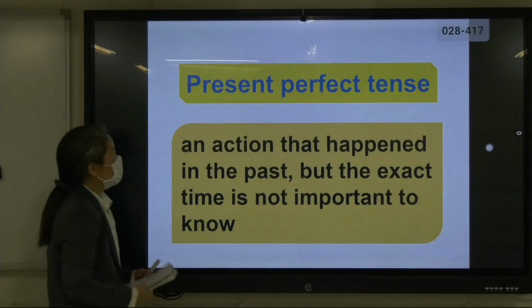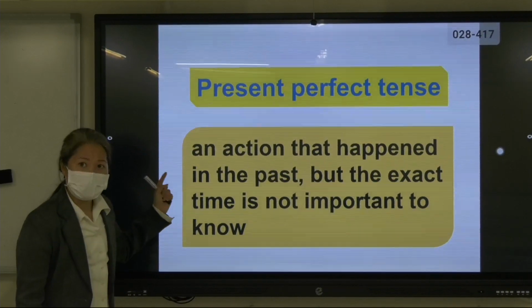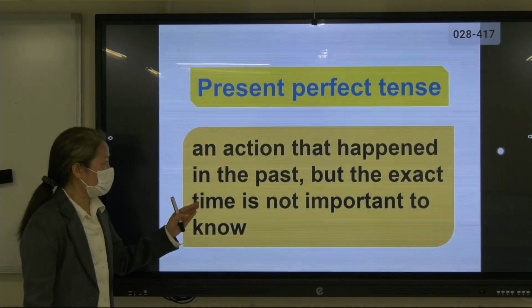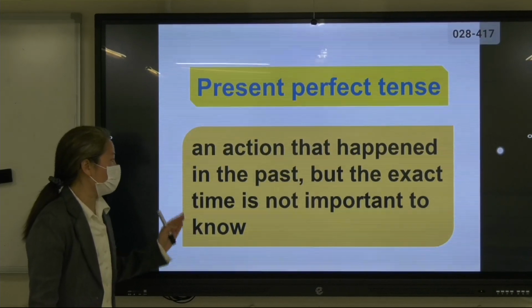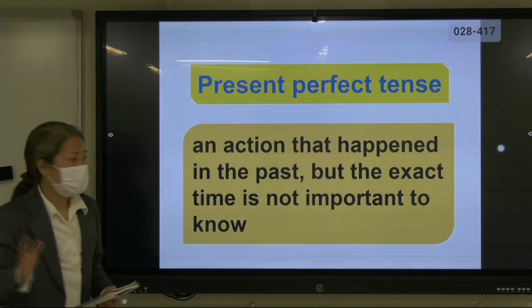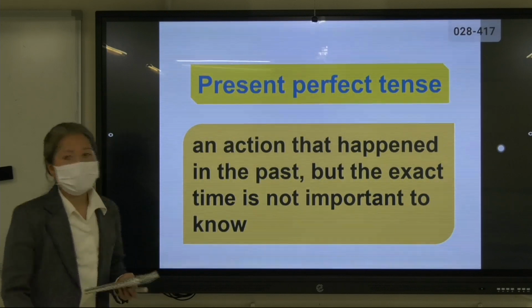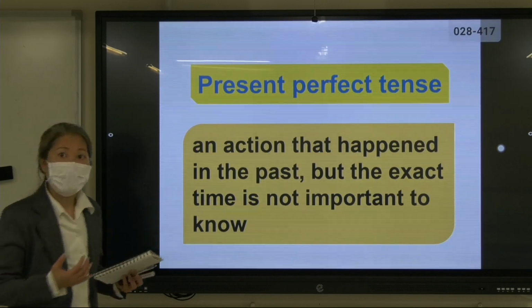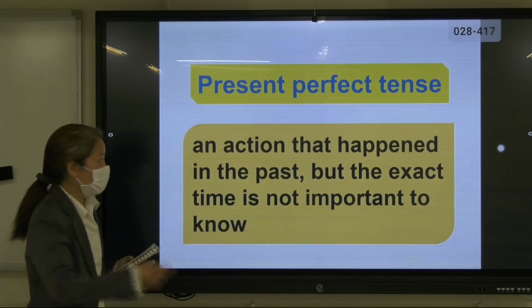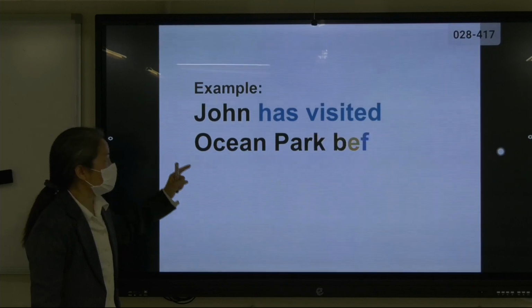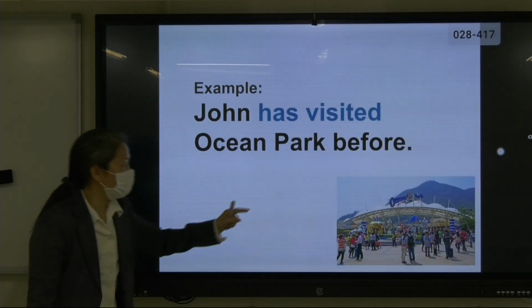the second one, we use present perfect tense to talk about an action that happened in the past. But the exact time is not important to know. 我哋講一樣以前發生嘅嘢，但係呢一個時間咧係唔重要，即係我哋覺得係冇需要話俾人聽嘅，又或者係我哋其實唔記得咗係幾時。OK, for example, John has visited Ocean Park before.